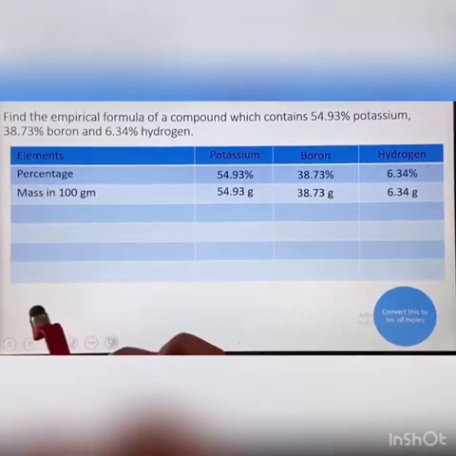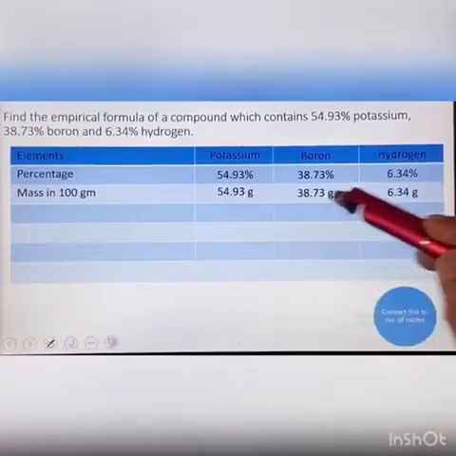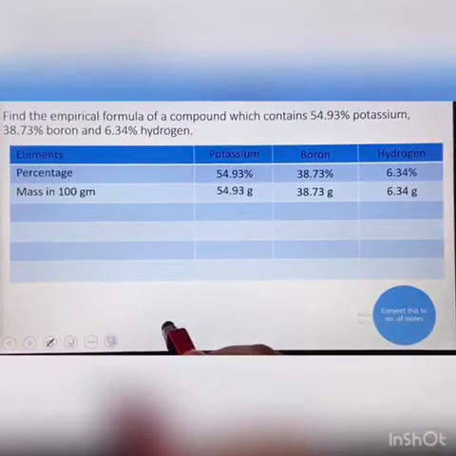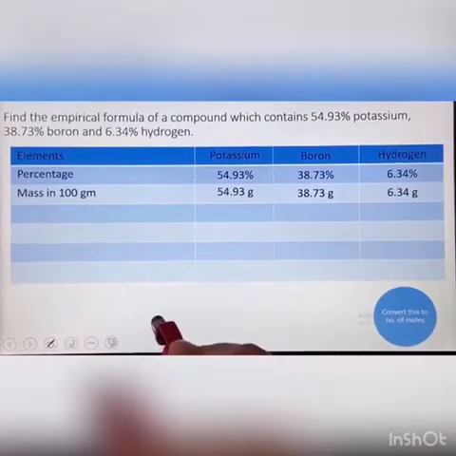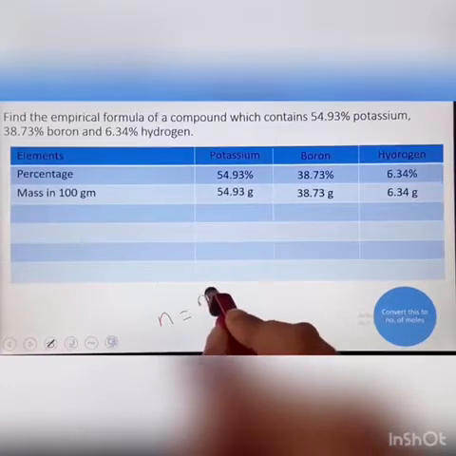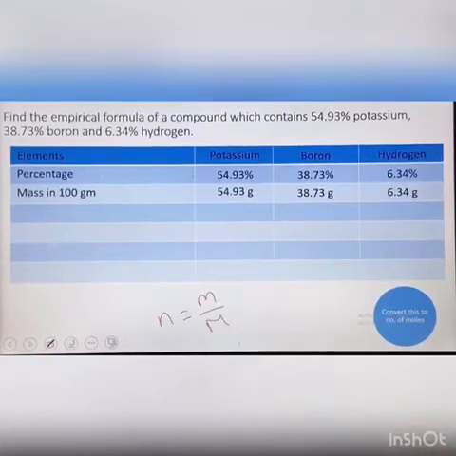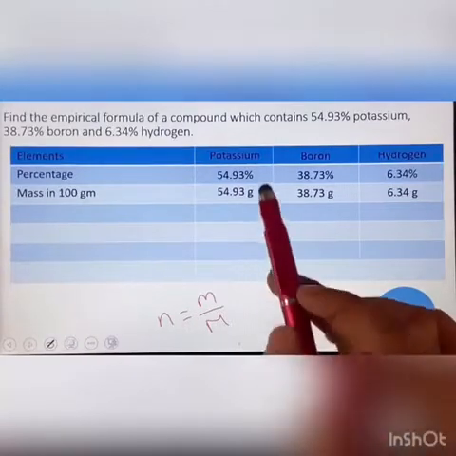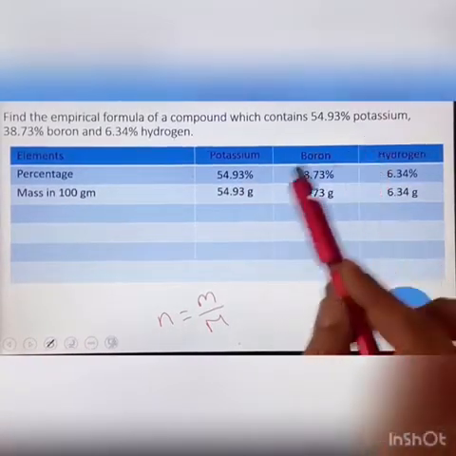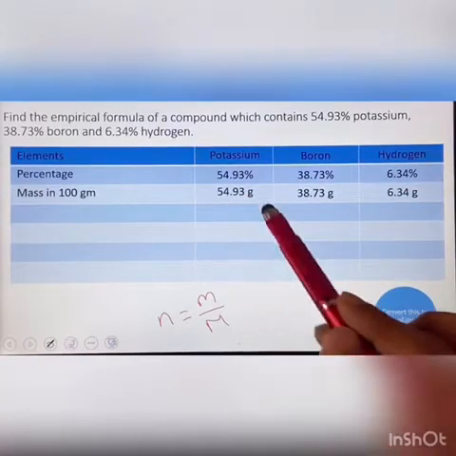Okay. The next thing is we'll be converting these values to number of moles. Let's try to again remember the formula for number of moles. It is n is equal to given mass upon molar mass, right? Perfect. So what is the given mass for potassium? It is 54.93. Okay, and what is the molar mass?